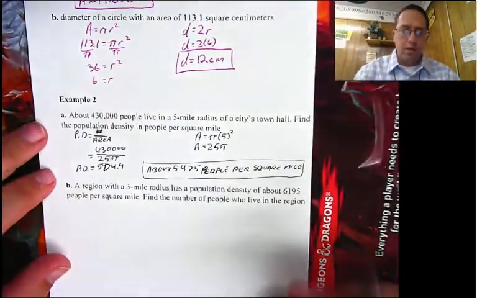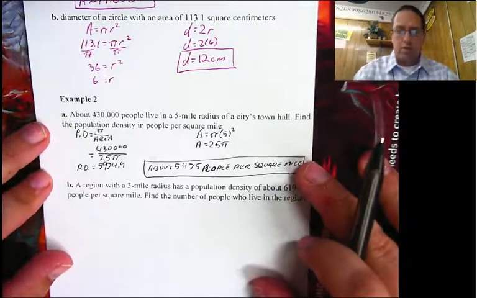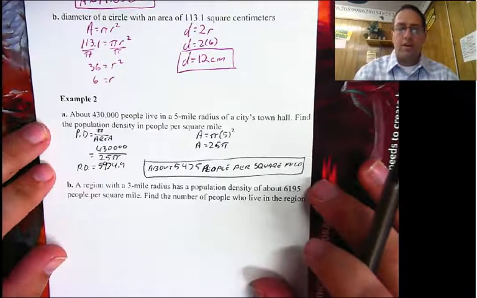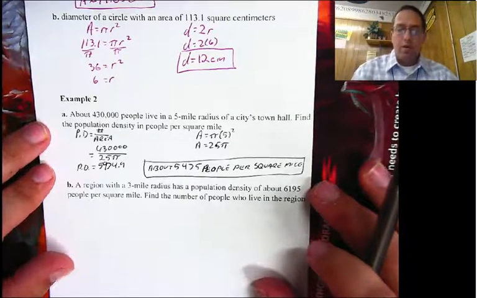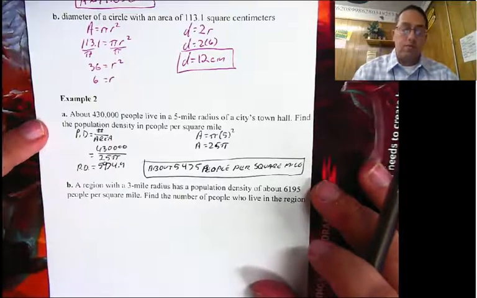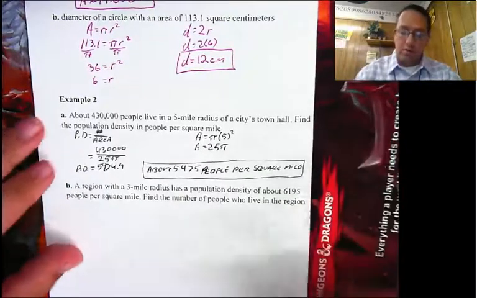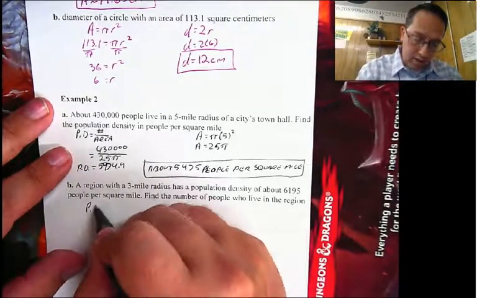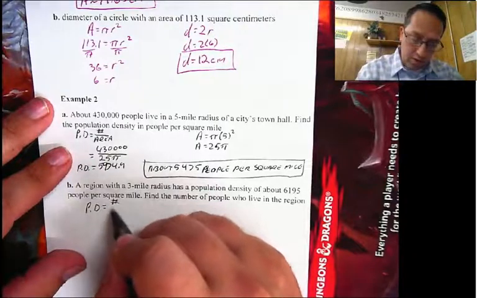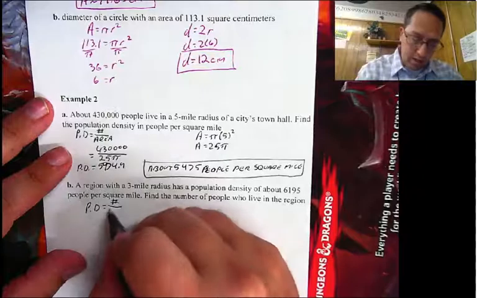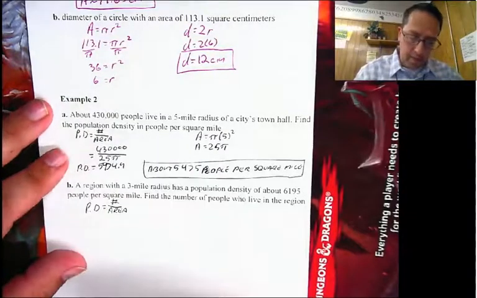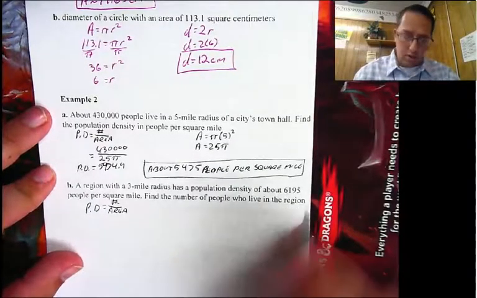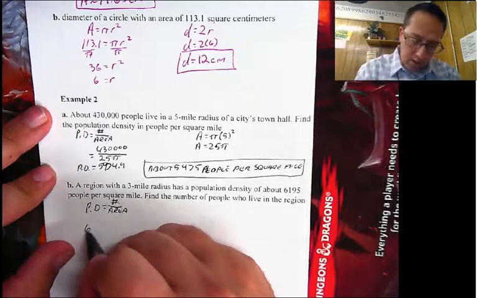Question B. We have a region with a 3-mile radius, and it's got a population density of about 6,195 people per square mile. We want to find the number of people who live in the region. Okay, so we know this is how crowded it is. We want to know how many people are there. So let's write down a formula again. We have population density, which equals number of people divided by the area. Population density, I already know, that is 6,195. I'm going to plug that in.